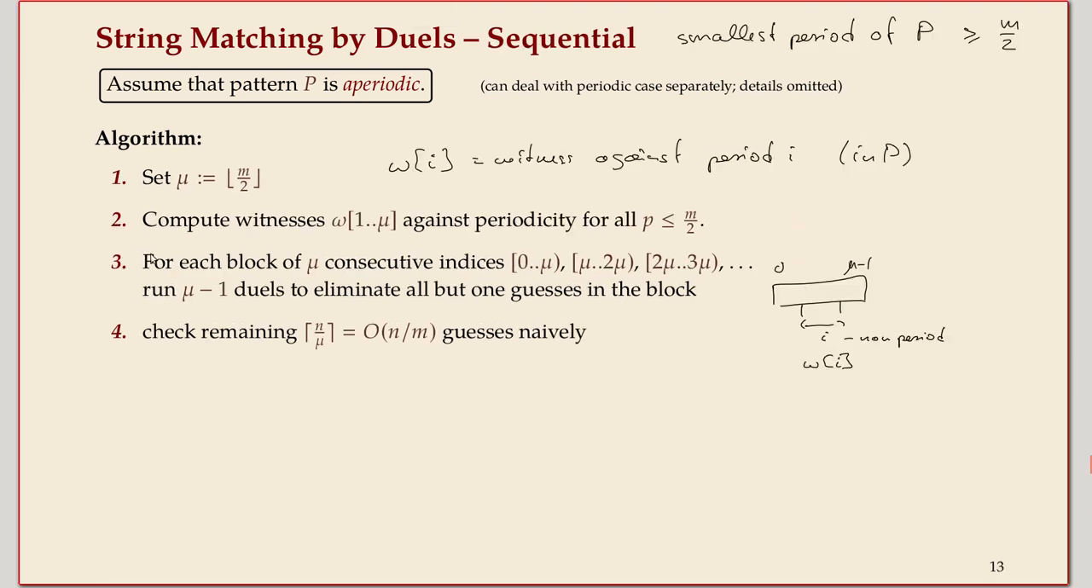So this is what we do in step 3. We do this binary tree of duels until we have a single potential position left for a match. We still don't know whether that's a match. That's why in the last step, we check all those naively. Now the trick here is, this sounds like checking naively would have you spend theta m time in parallel again. For this slide, I don't care because it's sequential, but you can already think about how to do that in a better way.